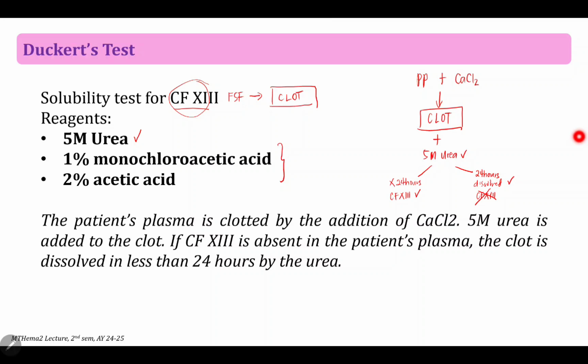Okay, nakuha ba guys? Again, in Dockert's test, you have your patient's plasma and your calcium chloride forming now your clot. Now, in the presence of your coagulation factor 13, your clot should not be able to dissolve within 24 hours once you add your reagent 5 molar urea. But if your coagulation factor 13 is absent or deficient, your clot would dissolve easily once there is the addition of your reagent 5 molar urea. And that is why your Dockert's test is also used as a screening test for factor 13 deficiency.